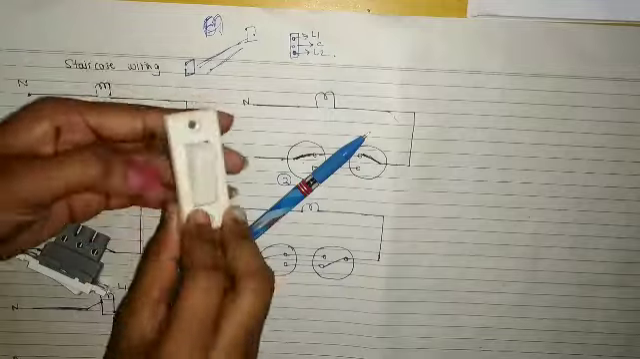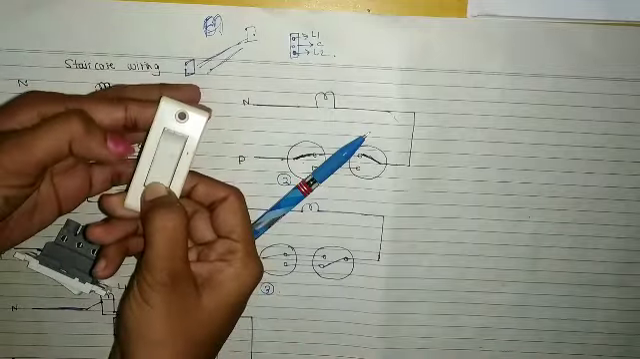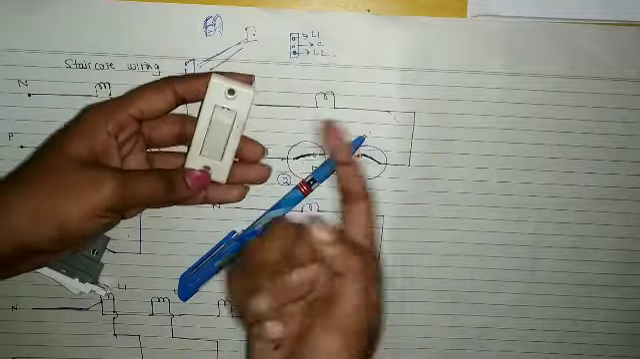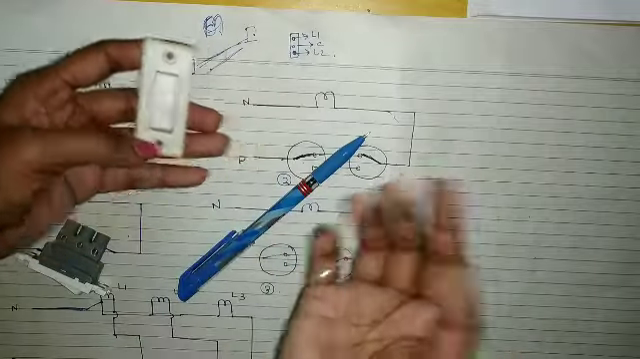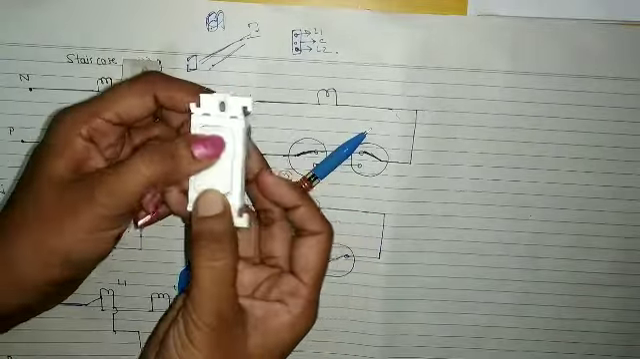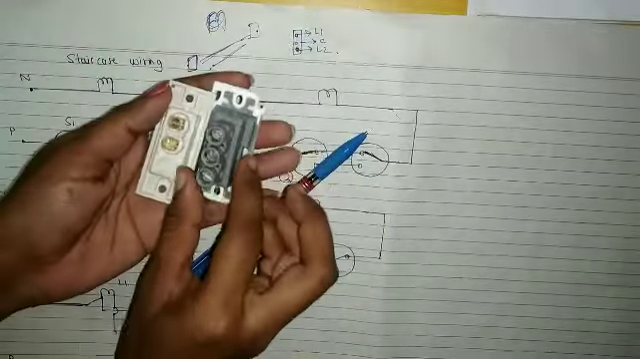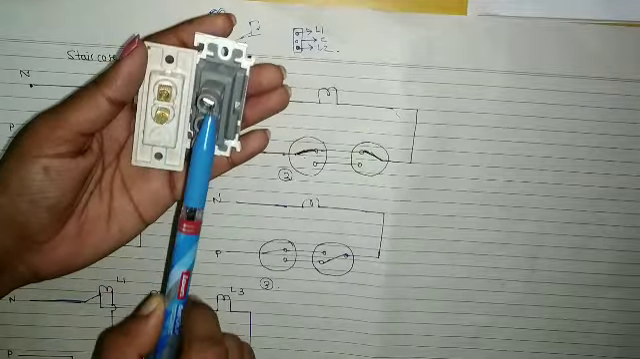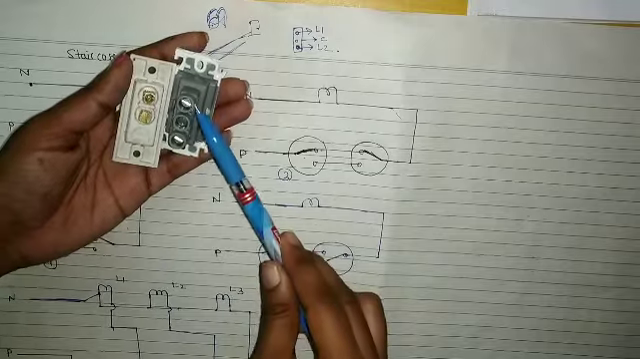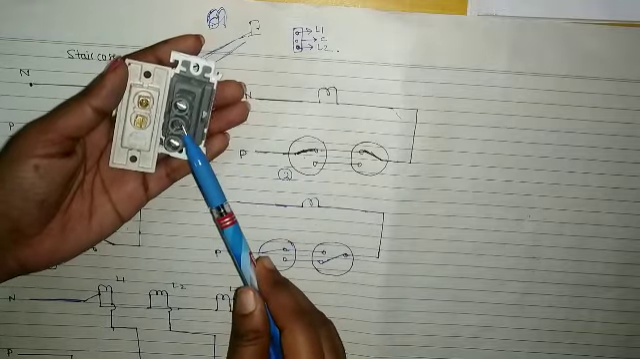So this is our normal switch, right? When we turn it on, the appliance will get turned on. When we turn it off, it will get turned off. But this is a two-way switch. Okay, this is a two-way switch. So you can see the difference. This has 2 points, it has 3 points, as I said, right? So this is L1, this is L2, and this is the common point, right?